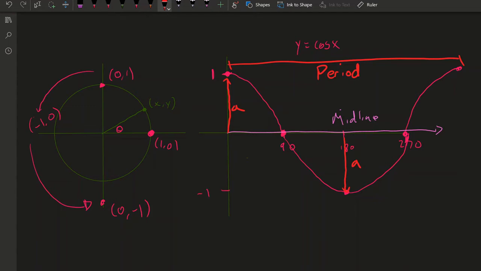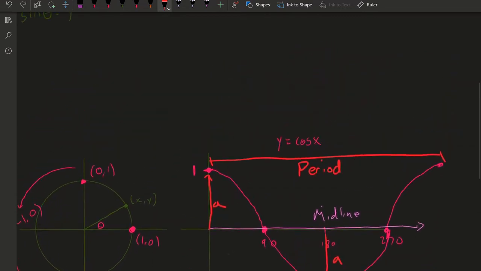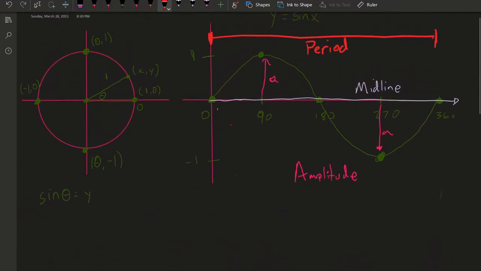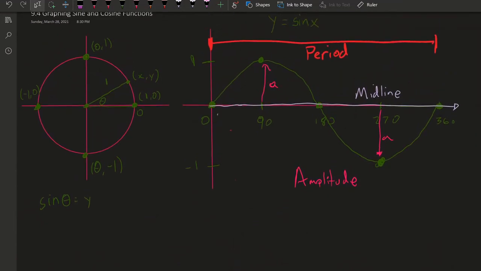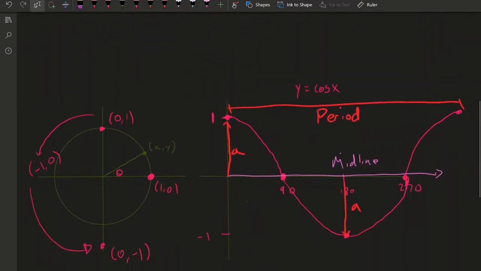So for both sine and cosine, the parent functions have the same midline, the same amplitude, and the same period. What's the difference between sine and cosine? Well, the big difference is that sine is going to start at the midline and start going up, where cosine is going to start at the maximum and start going down.